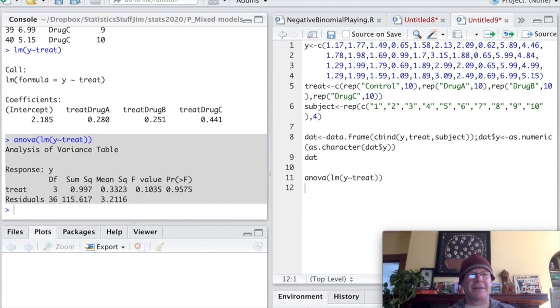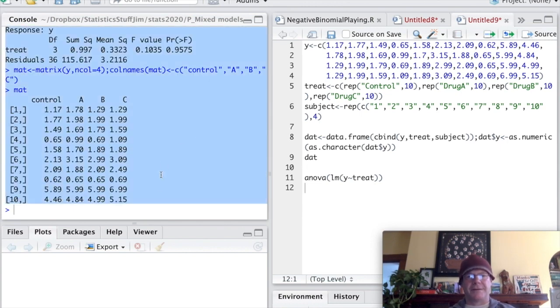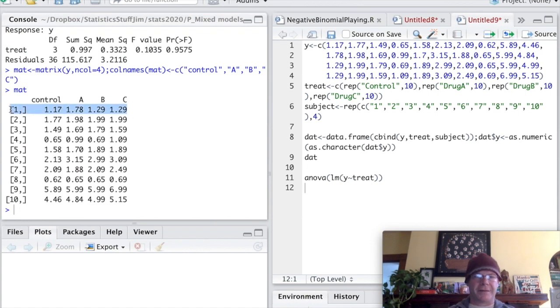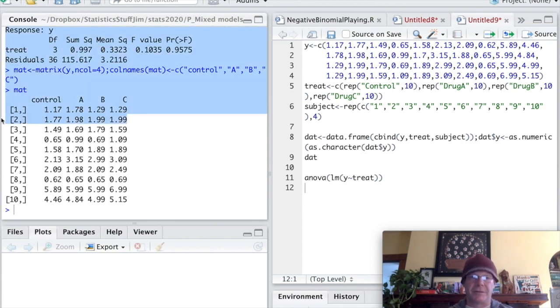And we can set up the data a different way just to kind of drill into our heads that this is individual 1. This is the response for the control, drug A, drug B, drug C. This is individual 2. Drug A, drug B, drug C, so on and so forth. So you can see when we set up the data this way, there's only 10 rows of data, and that's because we only had 10 experimental units. We only had 10 people in this experiment.